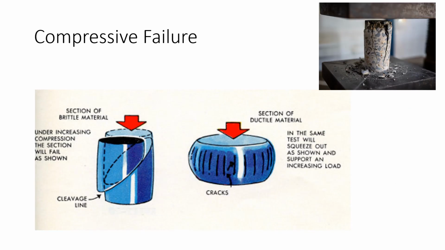Now, compressive failure occurs when we push or squeeze on a material. If the material is brittle, it will essentially cleave and then break into pieces. A ductile material will tend to smush, and then cracks are going to form on the outside of the material until eventually it won't be able to support any load.